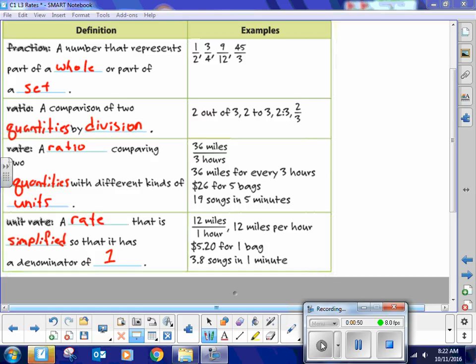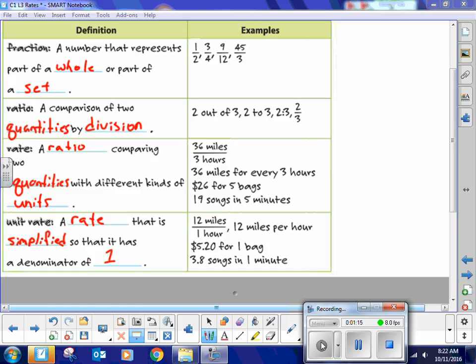A fraction is a number that represents a part of a whole or a part of a set, such as 1/2, 3/4, 9/12, 45/3. A ratio is a comparison of two quantities by division: 2 out of 3, 2 to 3, 2 over 3. Those are the examples. A rate is a ratio comparing two quantities with different kinds of units.